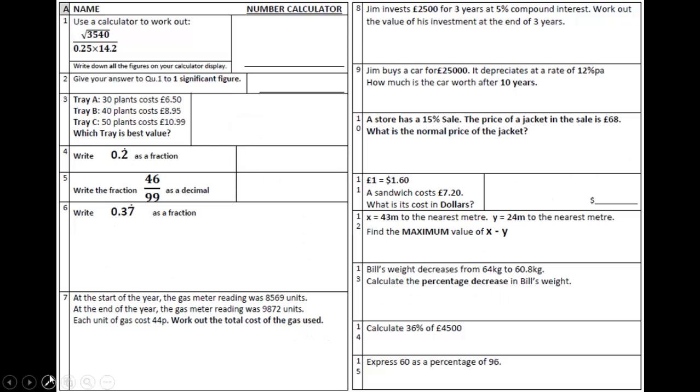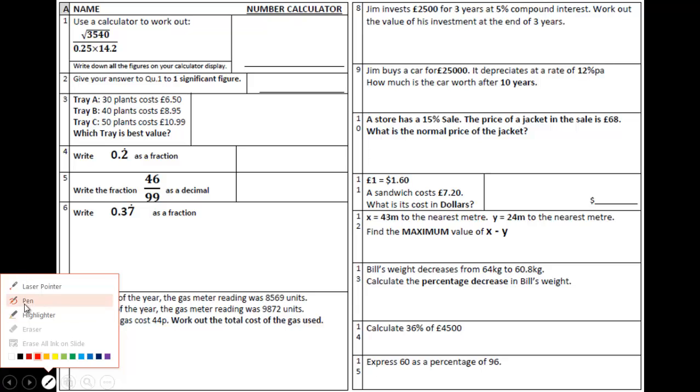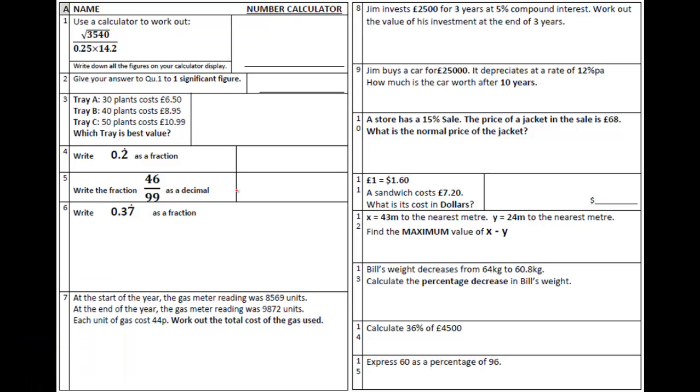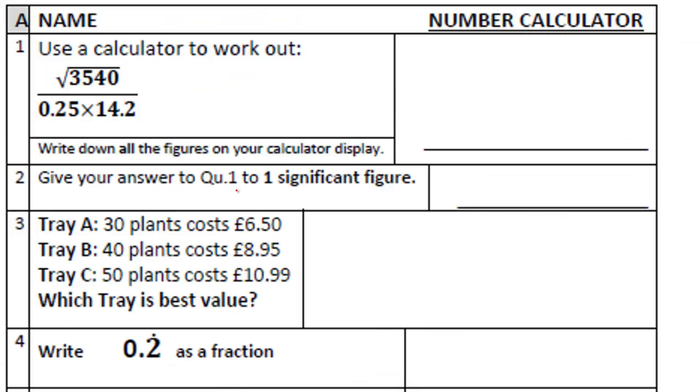This is the number calculator set A worksheet. So let's have a look at what this sheet should look like, and this is what you should have in front of you. Okay, if I just get the pen up so that we can work through this. Alright, make sure you have your calculator to hand. You do need a calculator. Hopefully you have one of the same types that you're going to use in the exam.